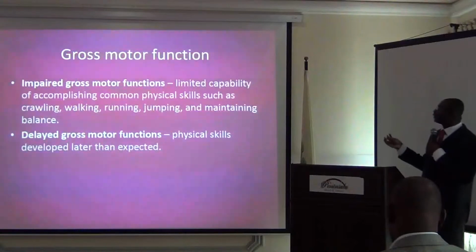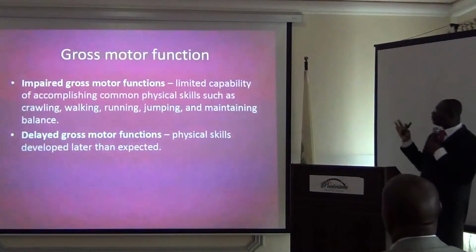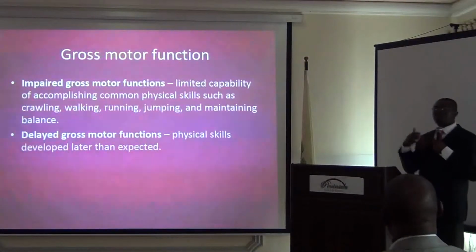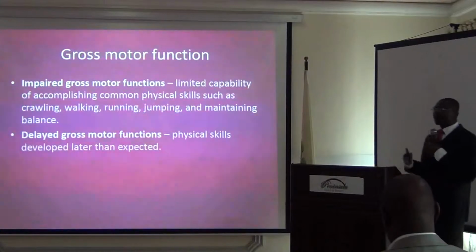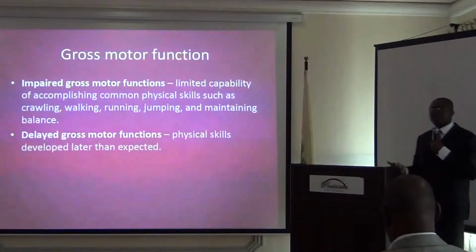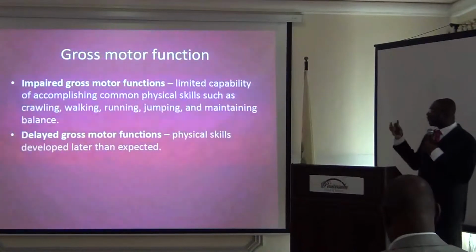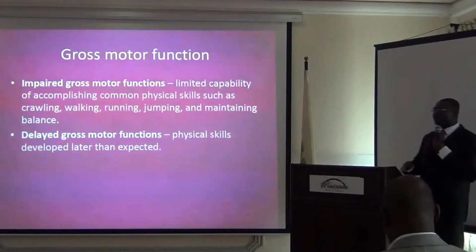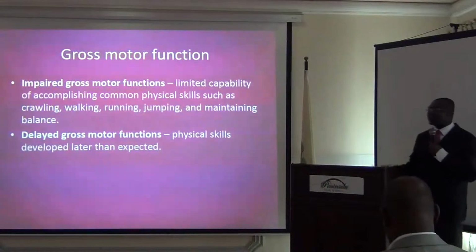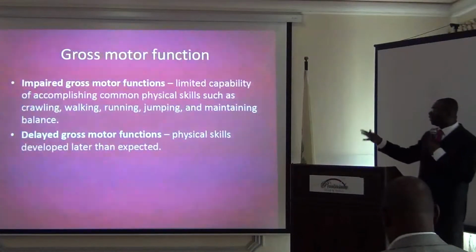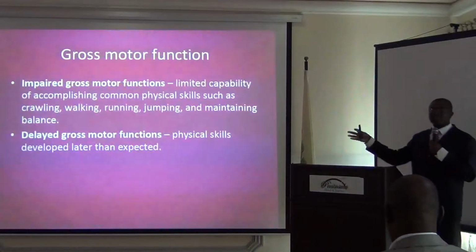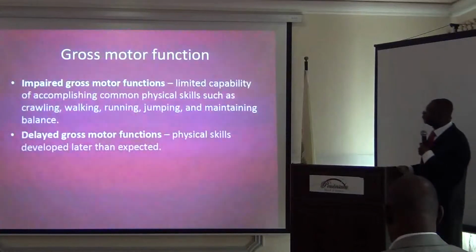The gross motor dysfunction that we have in cerebral palsy include the impaired gross motor function. And this is the limited ability of a child to accomplish common physical skills or tasks, such as crawling. The child may be impaired in his ability to crawl. And if he's crawling, he may crawl in an abnormal way. The child may also have some limited ability to walk or run or jump or to maintain balance. And this usually involves the gross motor function, the ones that we can see easily. And then there is also delay in the physical activity. The child may not be able to achieve those physical development milestones when he's supposed to achieve them.